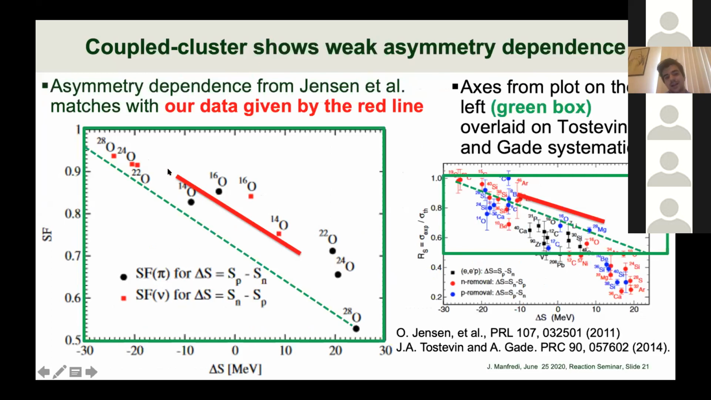The red line is from the fits I showed a few slides ago. So you can see that the red and the green match more closely than what we get from the systematics. But it's important to say that there is now a clear case being built for asymmetry dependence. So it's perhaps not as strong as the knockout data initially shows, but it seems to be there.